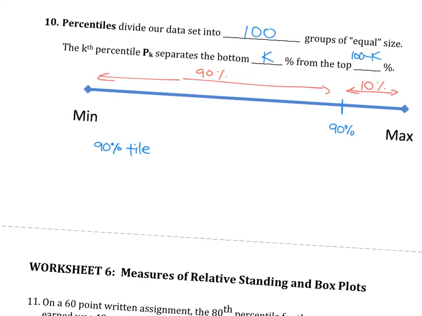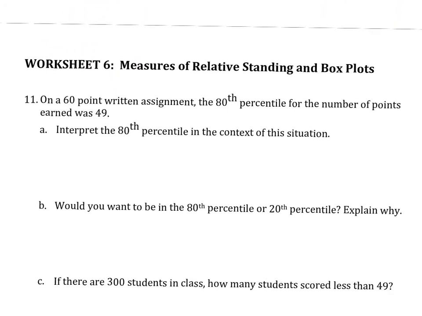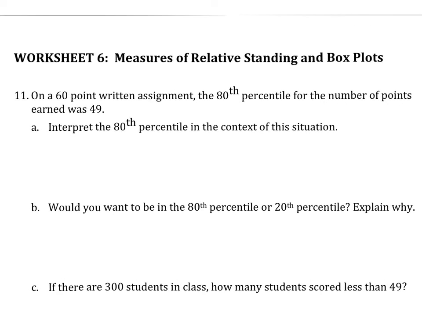Okay, now I'm going to have you work on number 11 here, but I kind of want to do the first question together. So on a 60-point written assignment, the 80th percentile of the number of points was 49, right? Interpret the 80th percentile in the context of the situation.